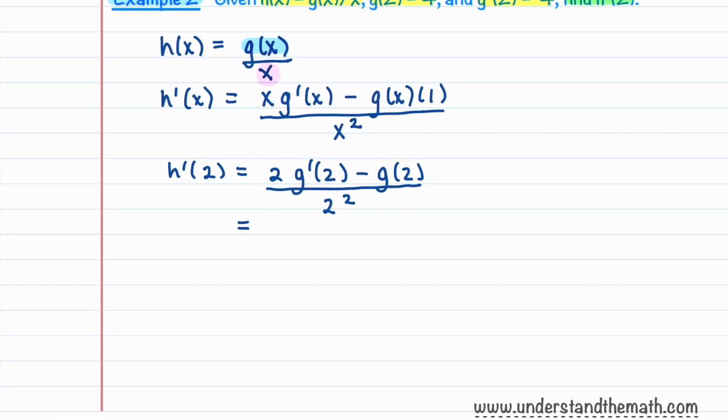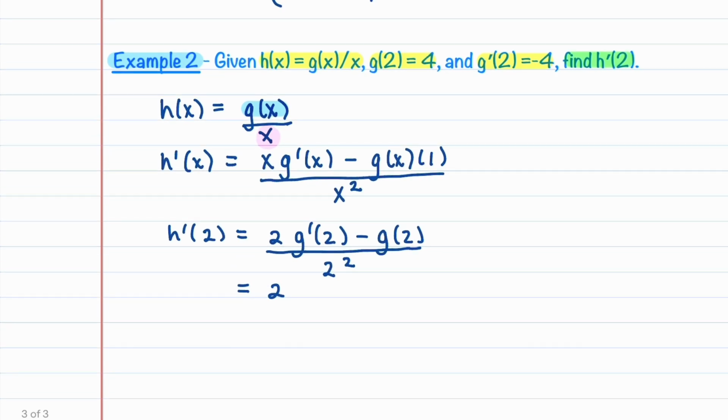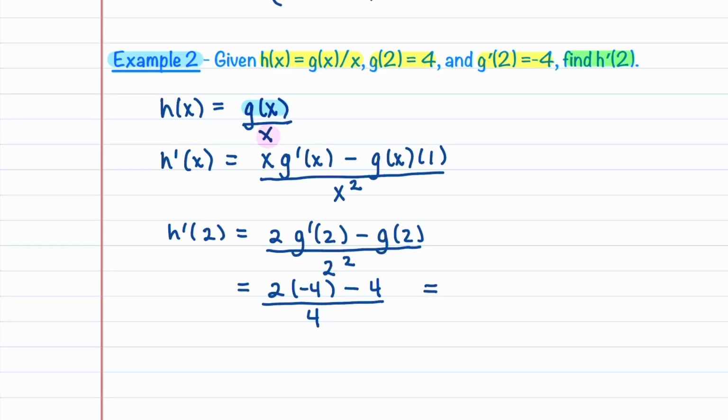Now we're going to substitute in what g prime of 2 is and what g of 2 is. We have 2 times g prime at 2, which is minus 4, minus g of 2, which is 4. And we're going to divide all of that by 2 squared, which is 4. So we have a lot of 4's here. Let's see. 2 times minus 4 is minus 8. We subtract 4. Divide that by 4. This is then minus 12 divided by 4, and we end up with an answer of minus 3.